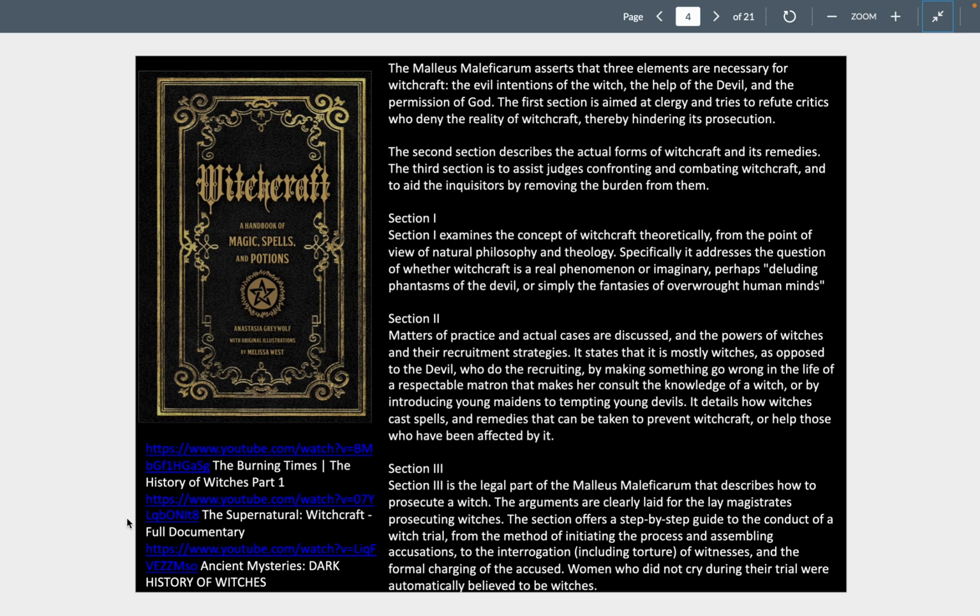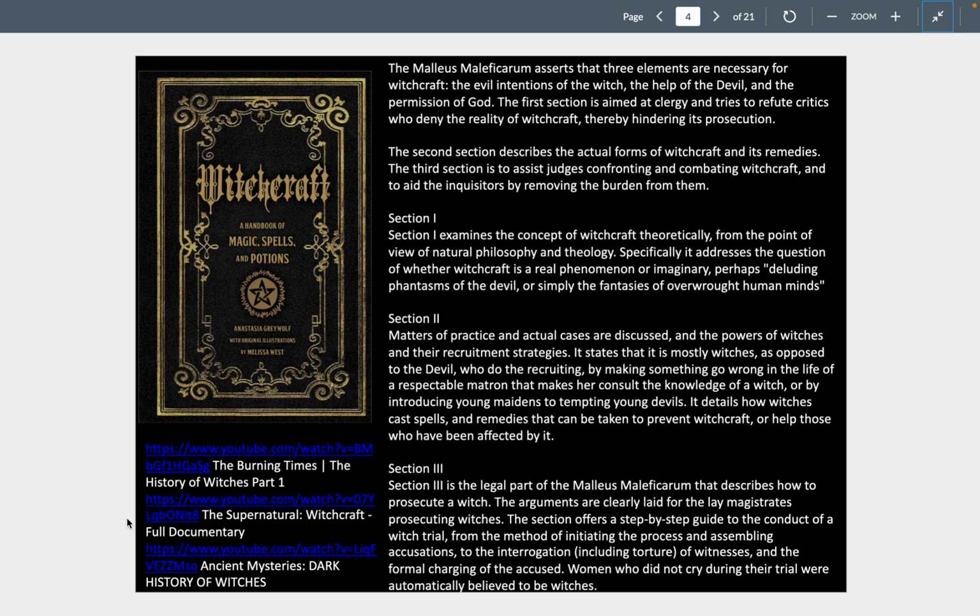The legal part of the Hammer of the Witches in Section 3, how do you prosecute a witch? And arguments are laid out for magistrates who are prosecuting witches, and the section often offers a step-by-step guide to the conduct of a witch trial, and the method of initiating the process and assembling accusations, interrogation, which include torture of witnesses, and also the witch itself, and then the formal charging of the accused.